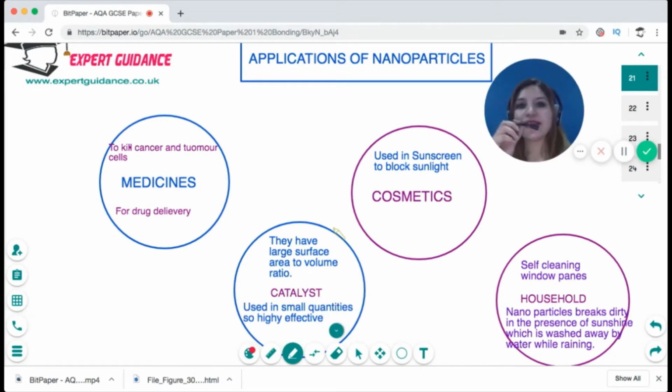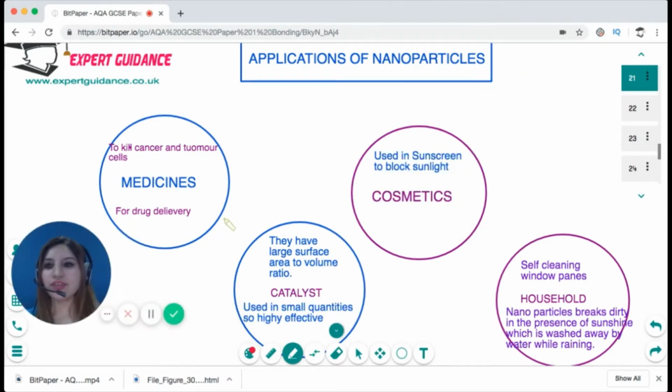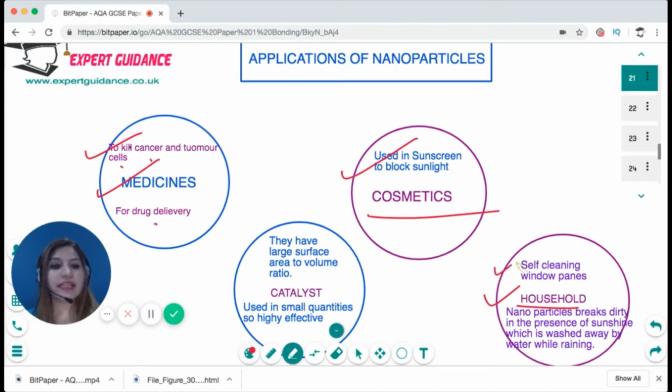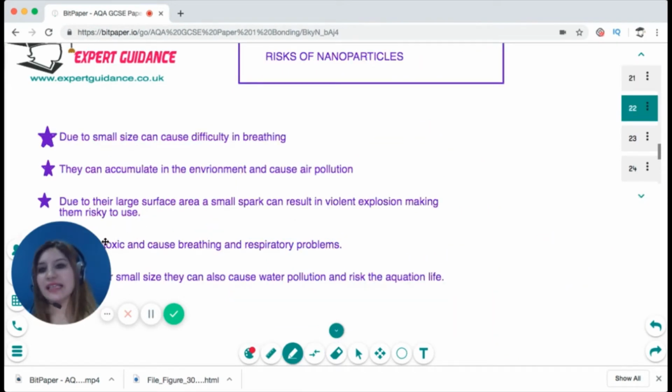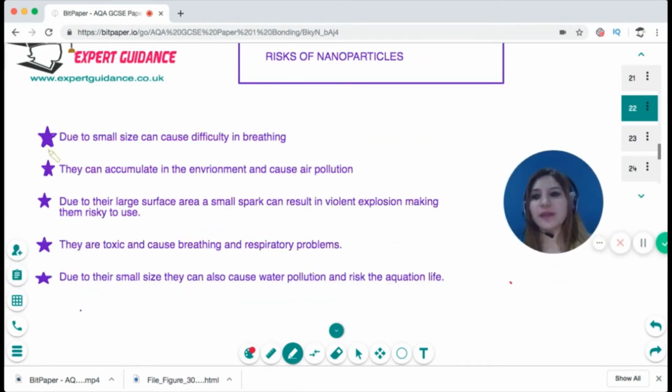So, as we have seen that nanoparticles have a high surface area to volume ratio, they have a variety of uses. They're used in medicines for drug delivery or to kill cancer and tumor cells. They're used in cosmetics, in sunscreen to block sunlight. They're used in households as self-cleaning window panes. The nanoparticles are coated with materials that, when light falls on them, carry out a reaction and break down the dirt, which is washed away by water when raining. And having a large surface area to volume ratio, they are used in small quantities, so they are very effective as catalysts.